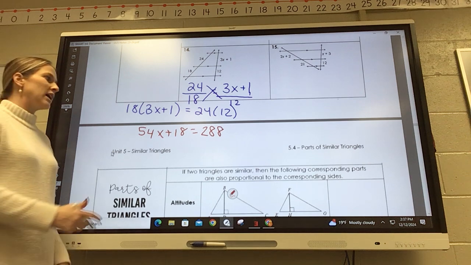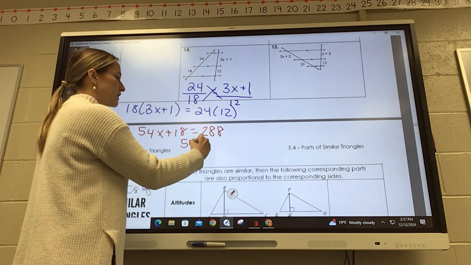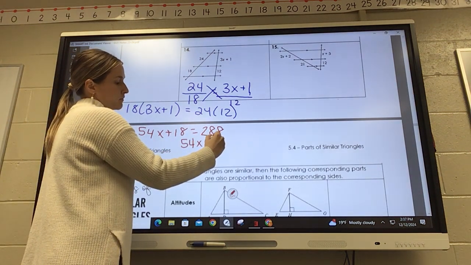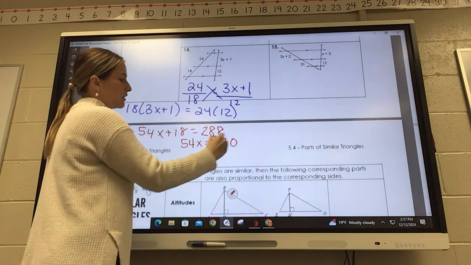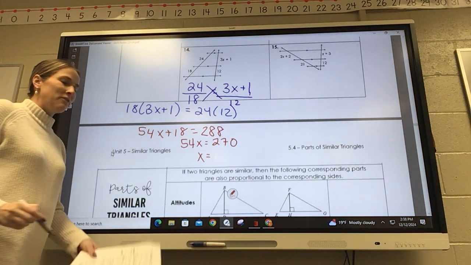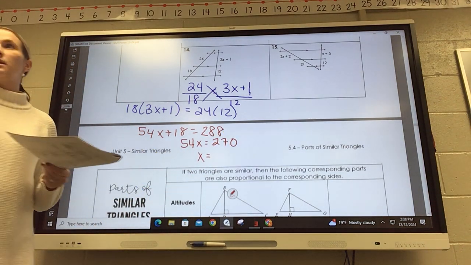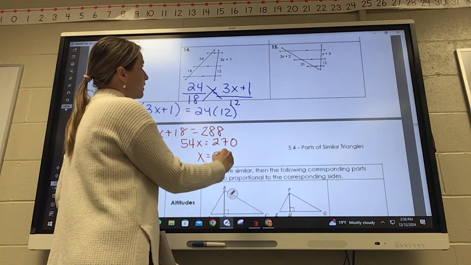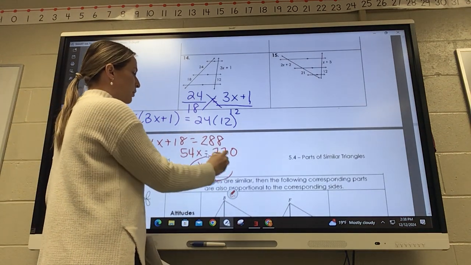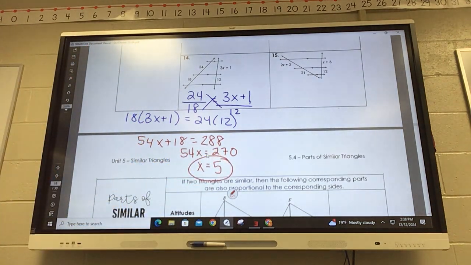Okay, so when I subtract the 18, 54x gives me, there's your 270, Carly. Yeah. And then when I divide by 54, what should I have? 5. So, X equals 5. It didn't ask me to plug or chug or anything like that. Just find X. Okay. Do we have any questions on that one?